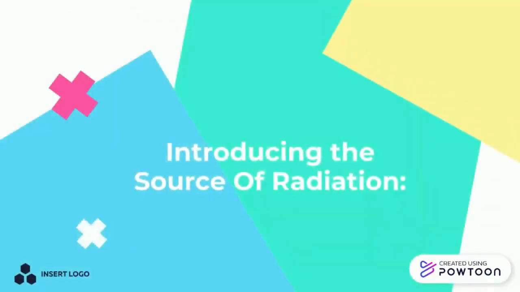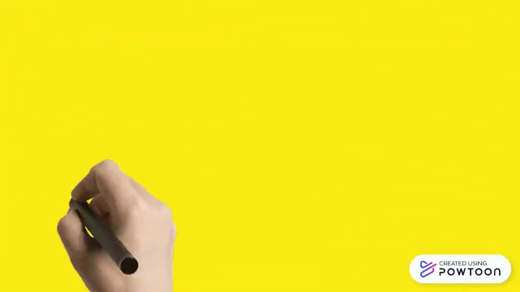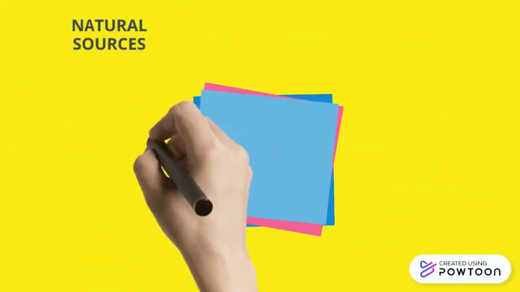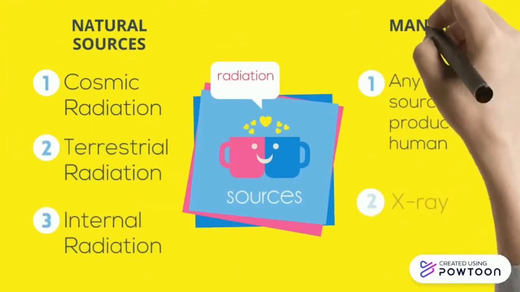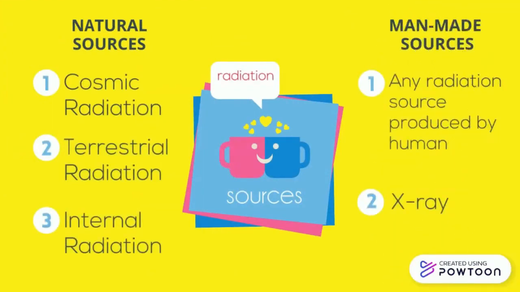Sources of radiation are divided into 2. First is natural source. This contains cosmic radiation, terrestrial radiation, and internal irradiation. For the second one is man-made source. That is any radiation source produced by humans, for example, X-ray.